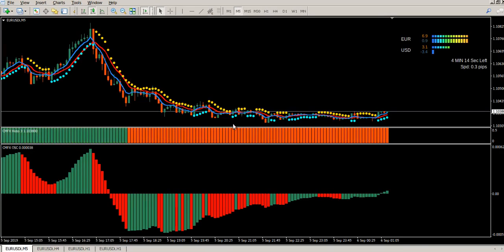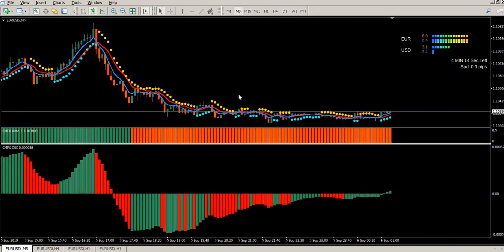On the 5 minute, it's flatter than a pancake. So there's nothing going on here. This is my trading time frame. I take entries in here.